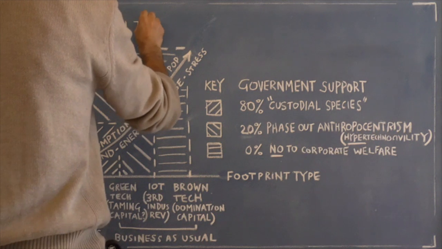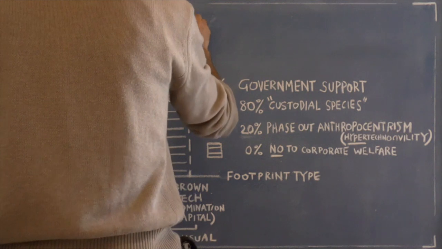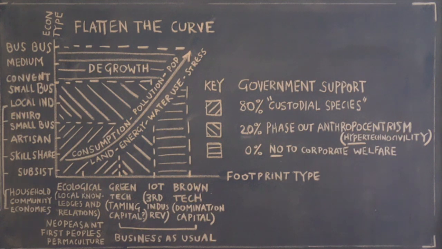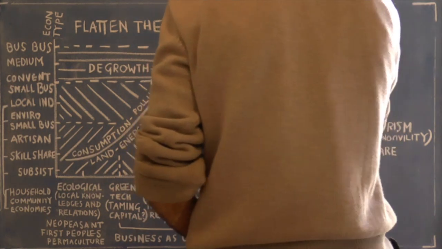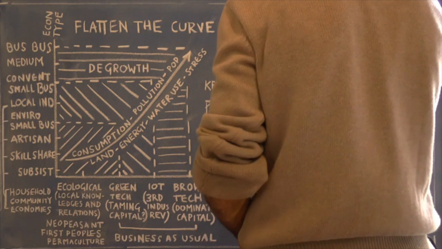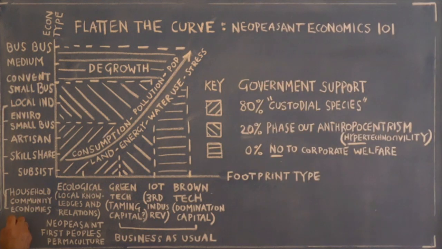It is a process. We've been in our transition here at the School of Applied Neo-Peasantry for 12 years. To flatten the curve of growth economics, which is the greatest pathogen the world faces right now, requires reculturing. We call this neo-peasant permaculture because we're second peoples reaching out to our severed ancestors who were first peoples. But you can call it whatever you like. The main thing is to degrow conventional small business, medium and large business, and grow subsistence, artisan, creative, local businesses responding to the land that they are custodians for.